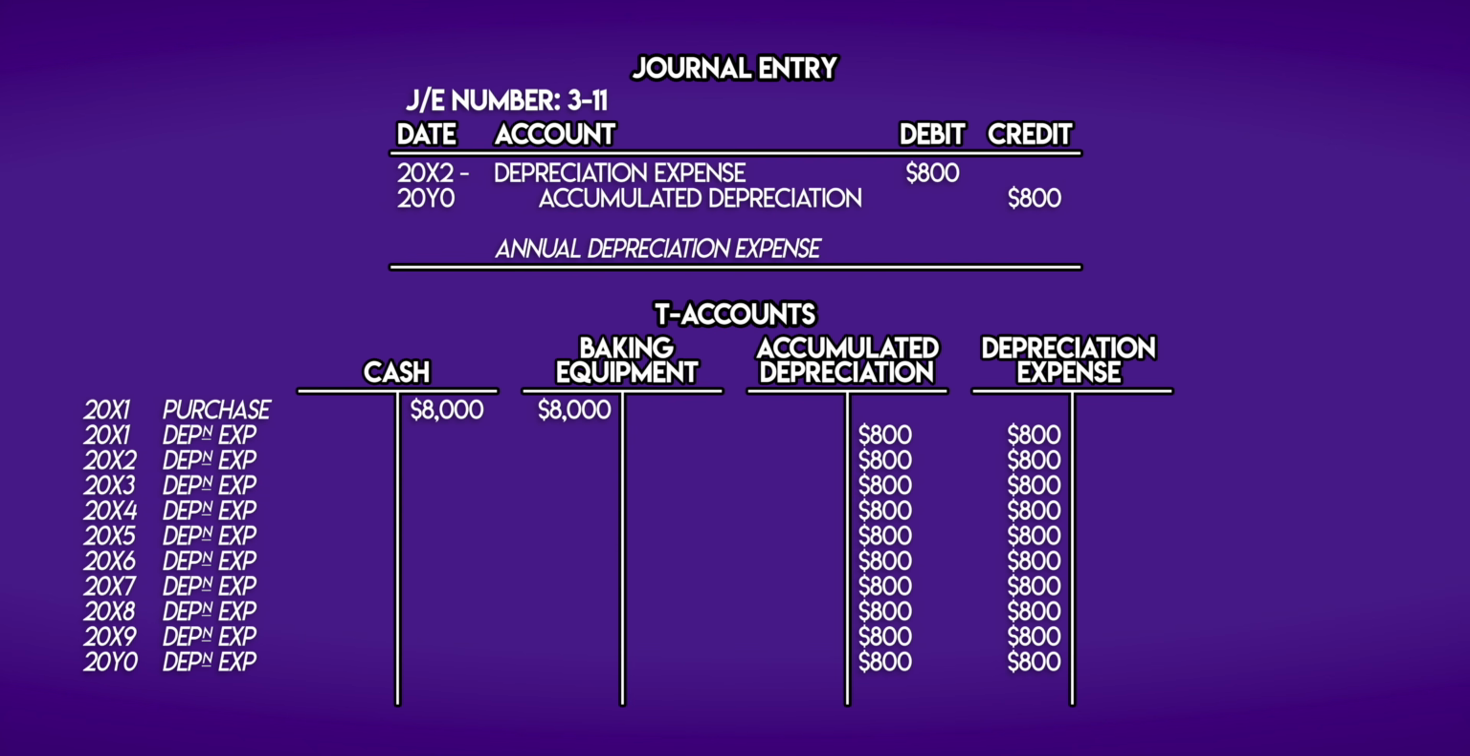At the start of year one, you buy an oven, so your cash went down by $8,000 and your baking equipment went up by $8,000. This is a balance sheet to balance sheet transaction.